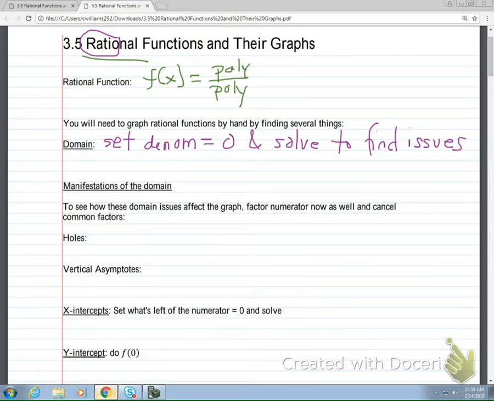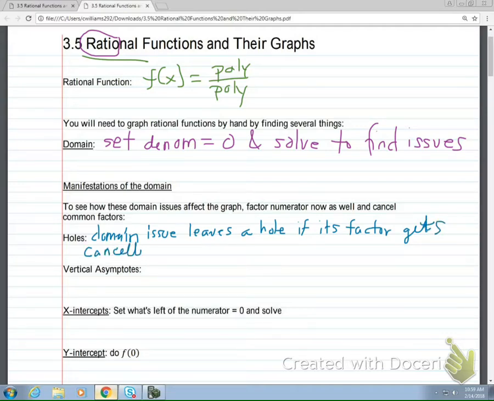Two options. So the first option, the domain issue that you found above leaves a hole. It's going to leave a hole if its factor gets canceled with the numerator.